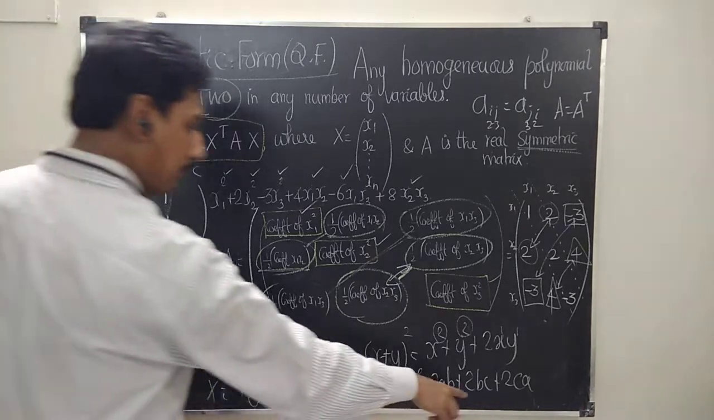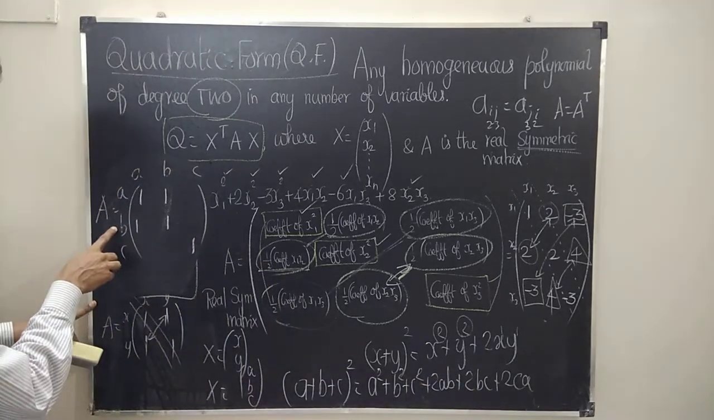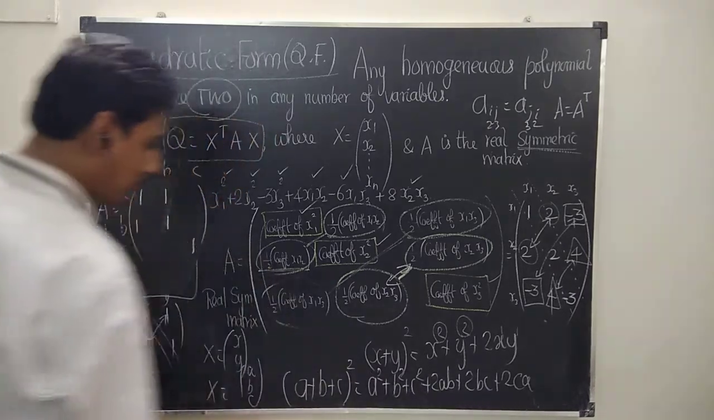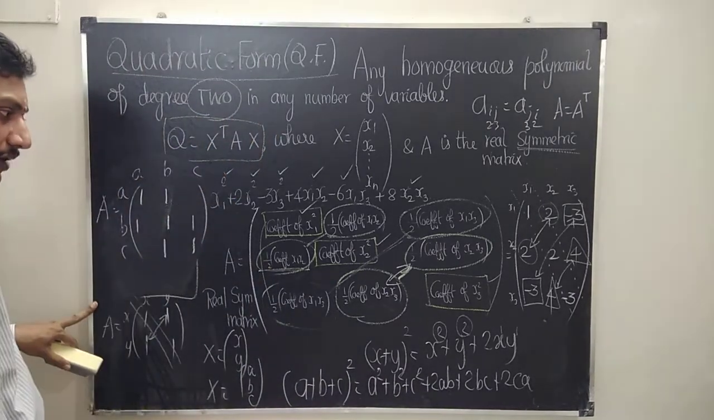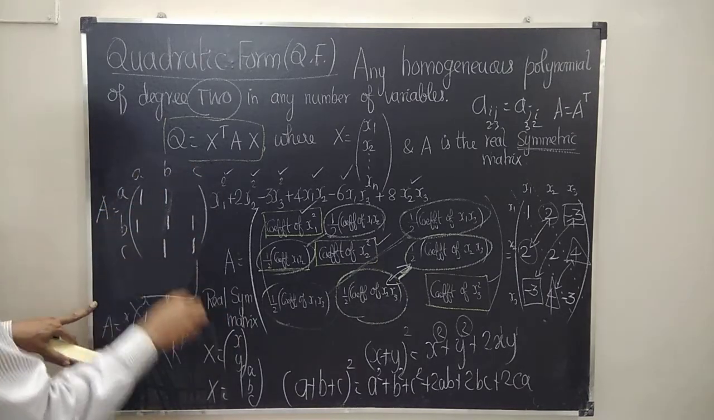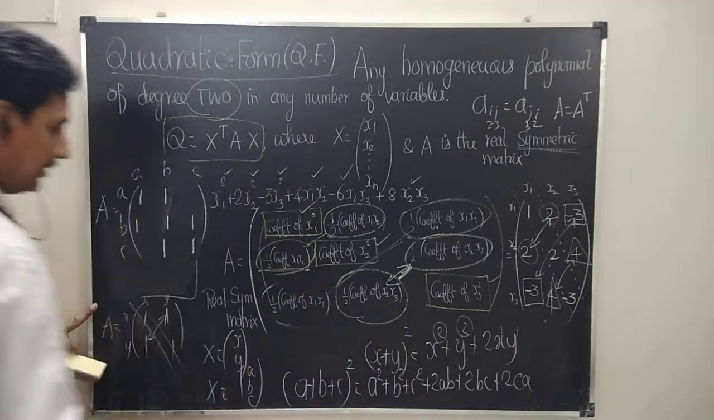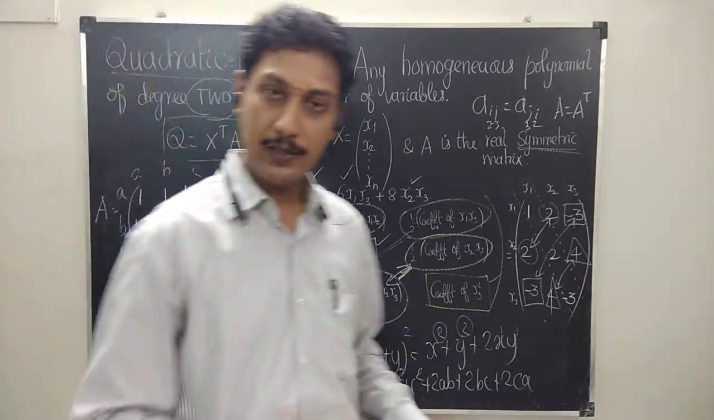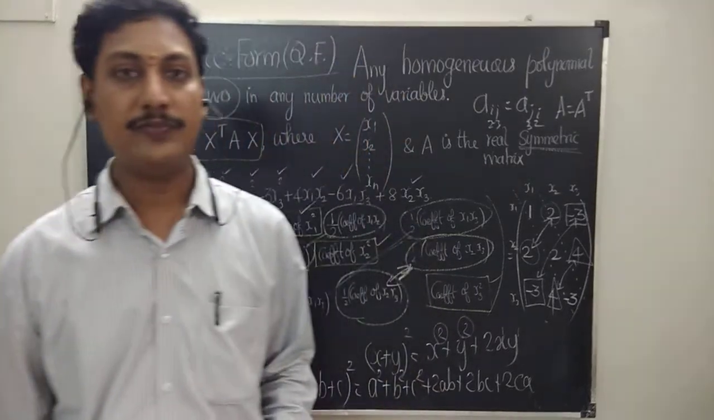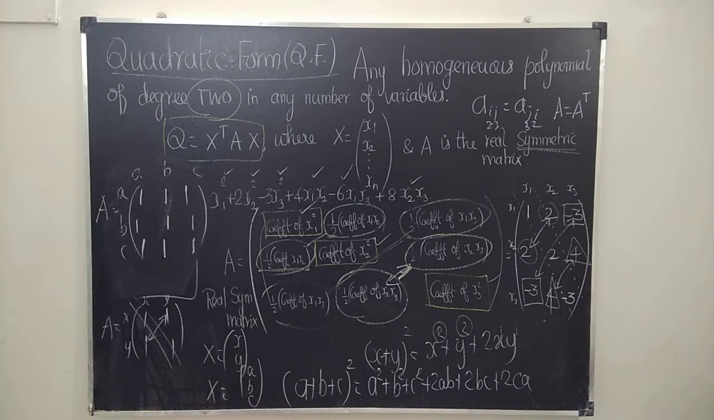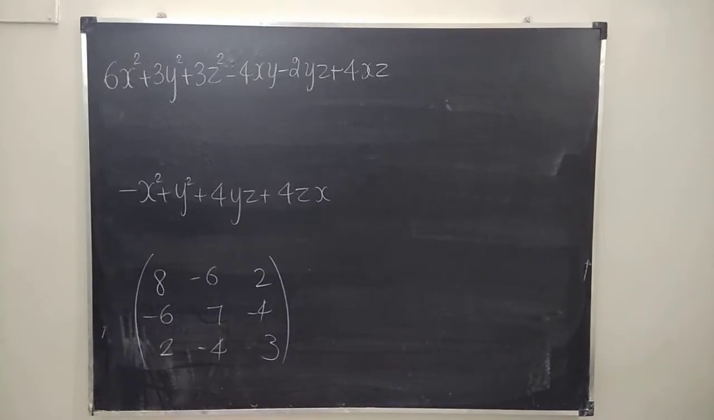What about bc? Where do we get bc? b into c here, b into c here. The coefficient of bc is 2, and 2 by 2 is 1. Finally, where we get a into c, ac, and c into a, ca: the coefficient of ca and ac is 2, so 1 and 1. This is the way to get the corresponding symmetric matrix from the given real quadratic form Q. Let us see some more very interesting examples.